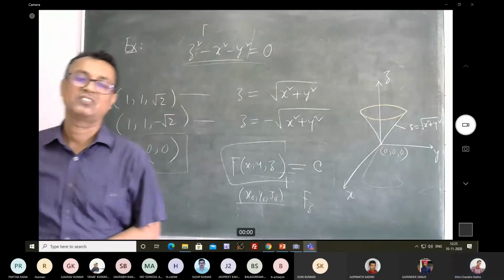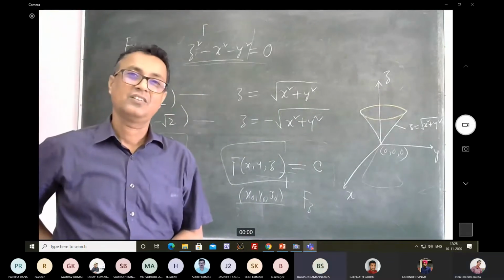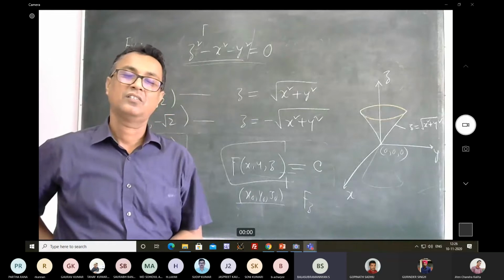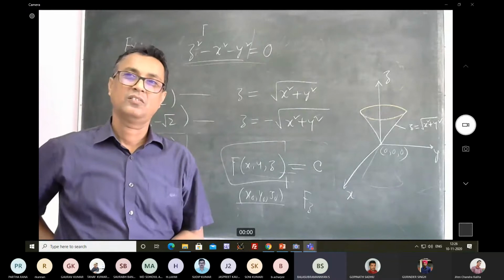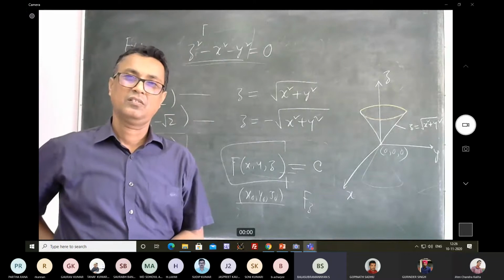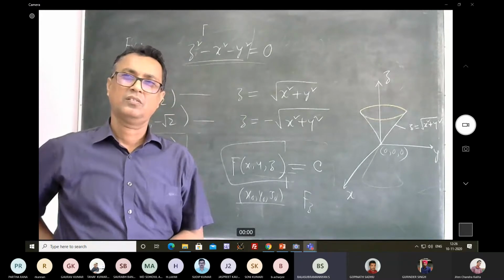If you take any neighborhood of the origin, then that is not a graph of some function, because if you consider some neighborhood of origin, then in that neighborhood the point has two possibilities. Its image has two possibilities. It can be either some points in the upper half plane or some points in the lower half plane, because there is a cone downward also. Upper and lower.